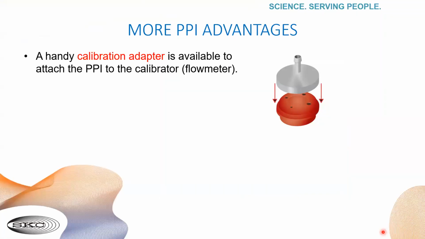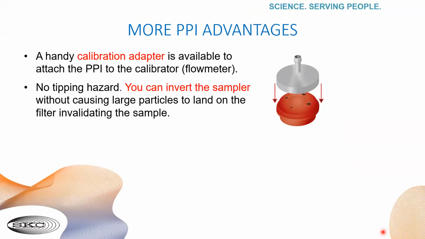All right, more fun facts here. Other than the collection efficiency and performance benefits, a calibration adapter makes it very easy to perform a flow setting and also flow verification on the PPI in the pump. There is no tipping hazard with the PPI while sampling or after sampling is complete. You can invert it without compromising your sample. And I am sure if you've used cyclones for any amount of time, you can imagine the time savings and cost benefits that this creates.